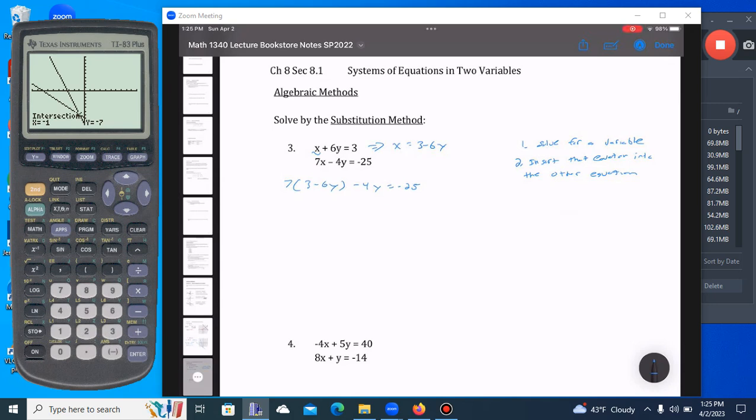So now we just distribute here, 21 minus 42y minus 4y equals -0.5. Subtract 21, and these we can put together. So we have -46y equals -46. So when you divide by -46, you get y equals 1. Then we can plug y back in just to get x. x is 3 minus 6 times 1. It's going to be 3 minus 6, which is -3. So your solution is -3, 1.